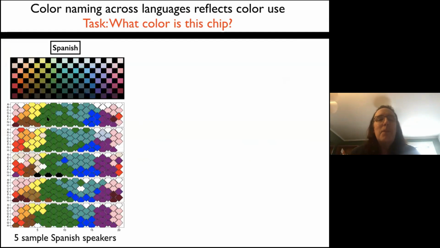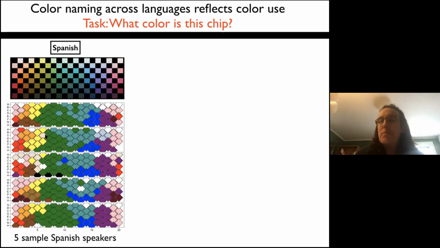And what I mean is, any one of these chips is actually associated with a word. This is Roja for red, and so on for all the different Spanish words. You can see that there's some variability between people, but people kind of do the same things. So where the boundaries are is variable.